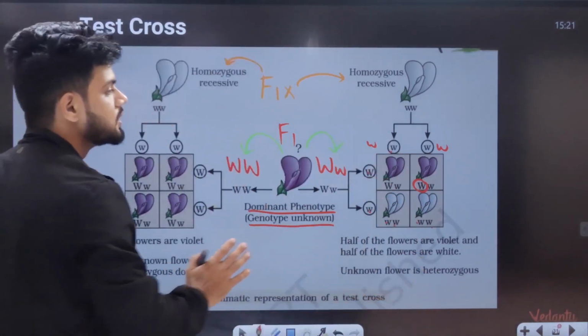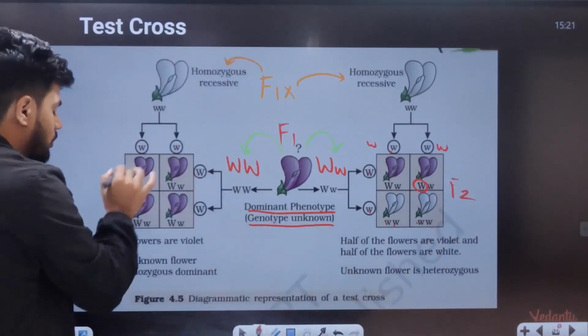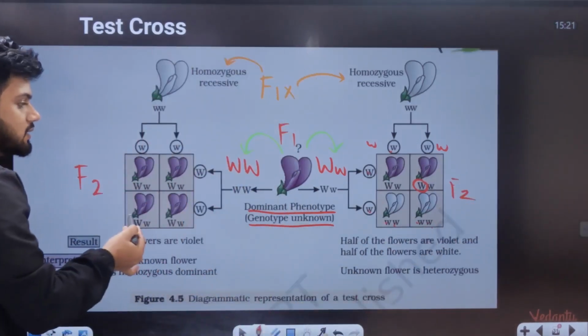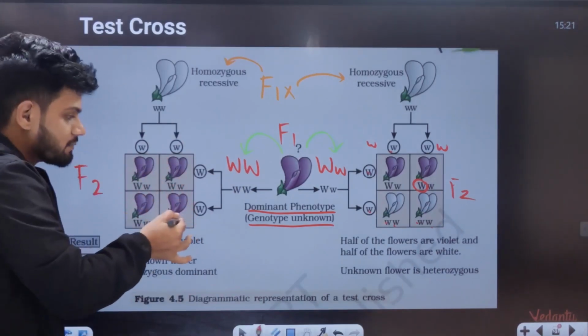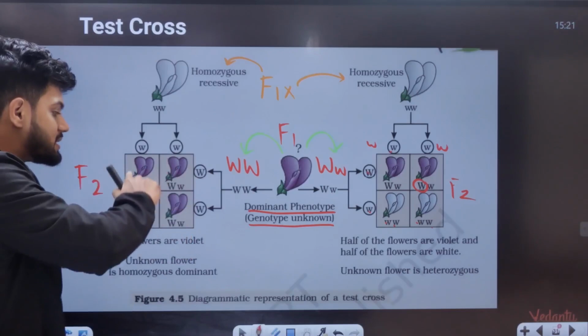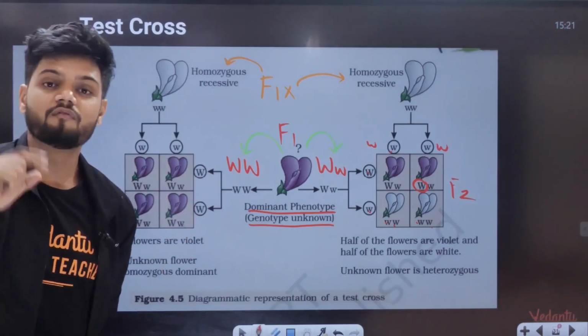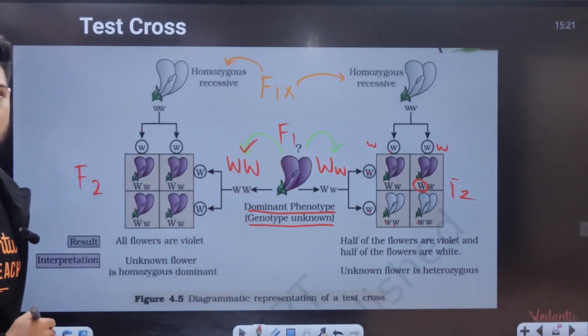This is the first case. This is the phenotype of your F2. Here, what was the phenotype of F2? All of them are violet. Now, just because all of them are violet here, can I tell every single one of them will have one capital W for sure, which is dominant here, and henceforth this is the phenotype, this is the genotype.